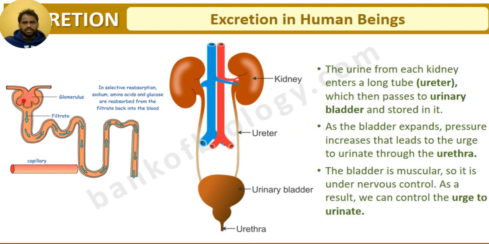Excretion in human beings. The urine from each kidney enters a long tube called the ureter, which then passes to the urinary bladder and is stored in it. As the bladder expands, pressure increases, which leads to the urge to urinate through the urethra. The bladder is muscular, so it is under nervous control. As a result, we can control the urge to urinate.